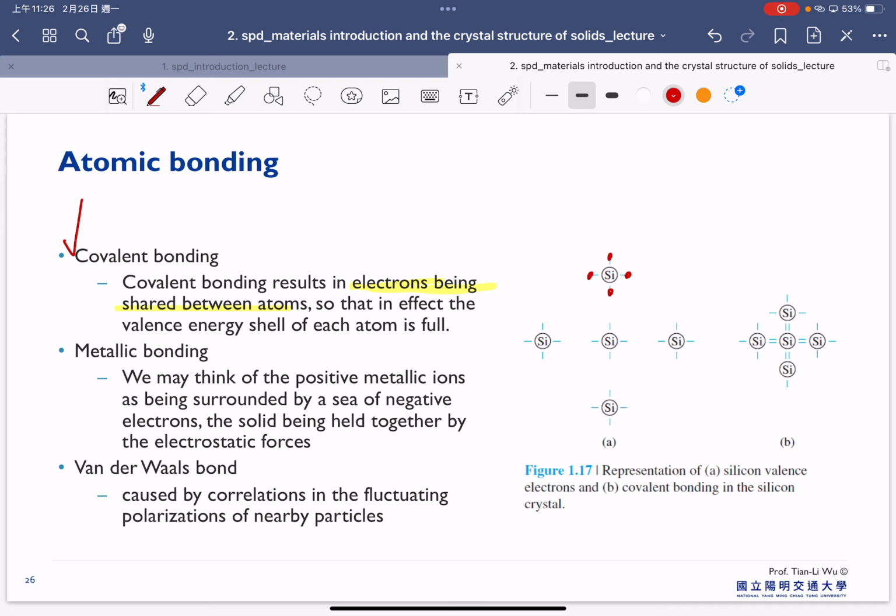So therefore, if you consider silicon and silicon bonding, each one will contribute 1 and share, and that forms the covalent bonds here. So this silicon itself has 1, 2, 3, 4, and another one comes from the neighboring silicon, and that forms the covalent bonds. And there's something more like the metallic bond or van der Waals bond. You can look them up by yourself.